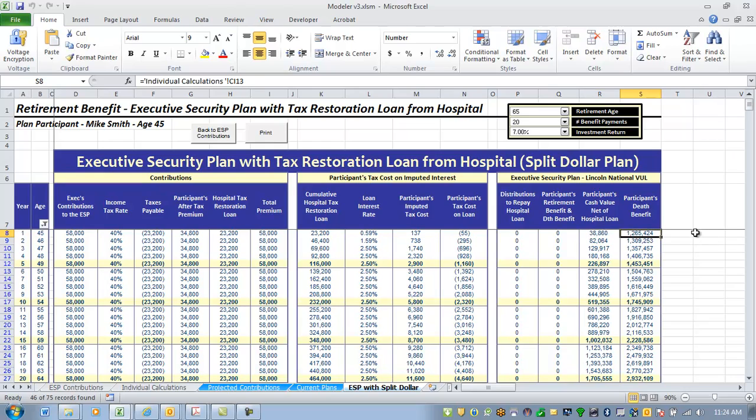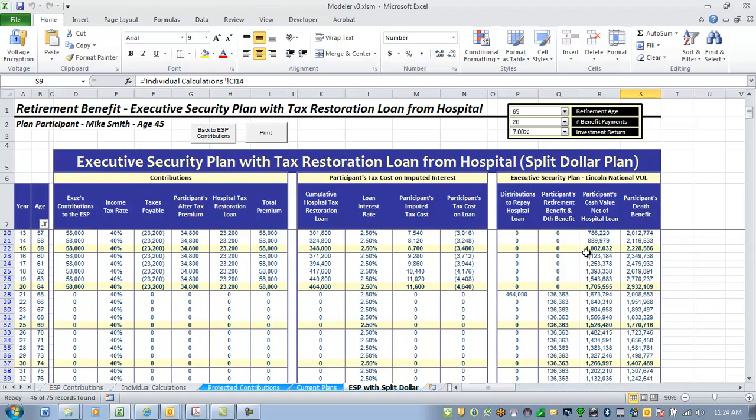The death benefit in the policy, again, given the executive age of 45 and the size of the contribution going in, would be $1,265,000. And then over time, as additional contributions are made, cash value is going up, death benefits going up.